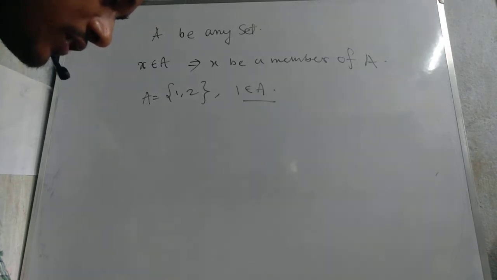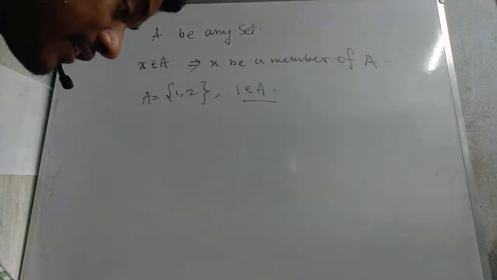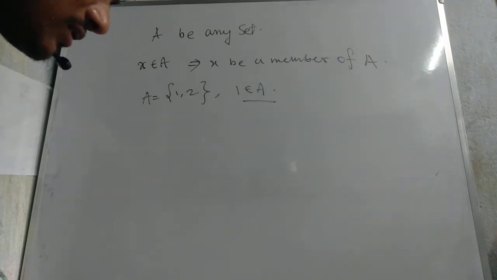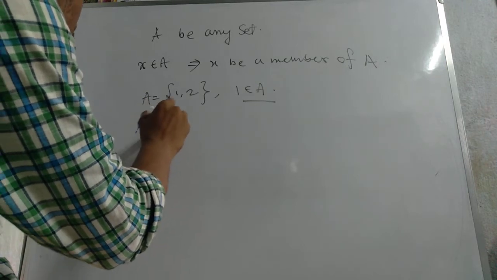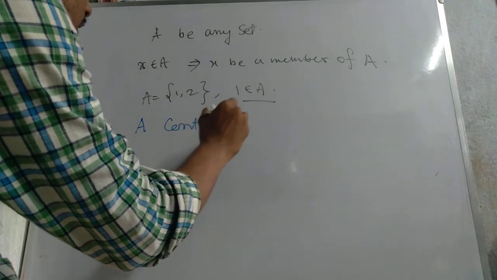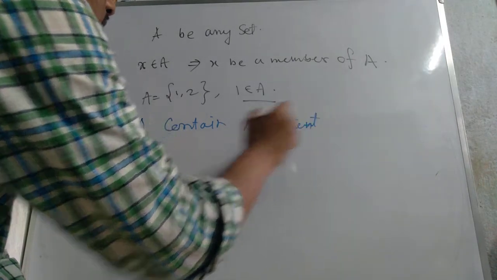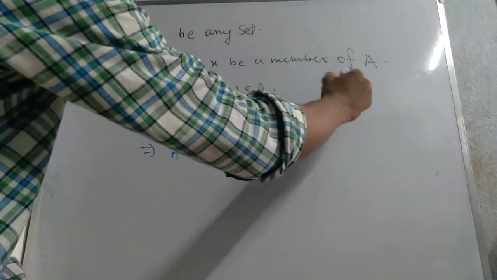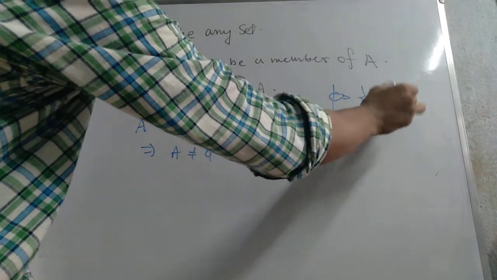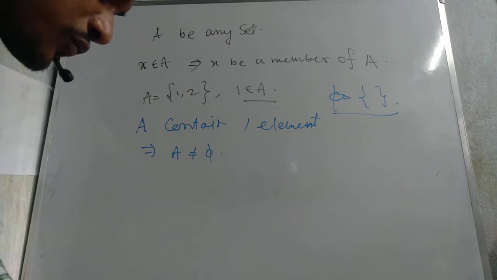Next, also the empty set, that means the set contains no element. A set that contains one element is not empty. That means a set A contains one element, and this implies that A is not equal to the empty set, and empty means no element. Here, no element, nothing.